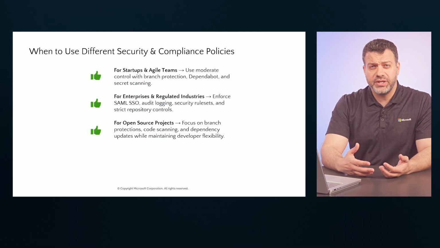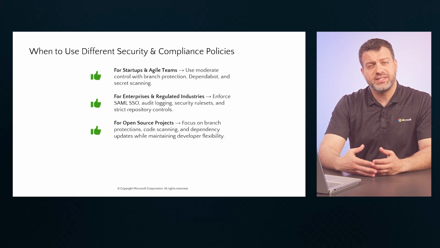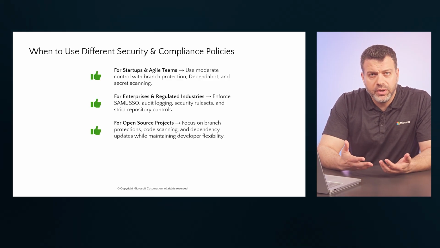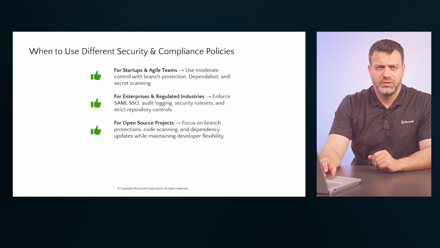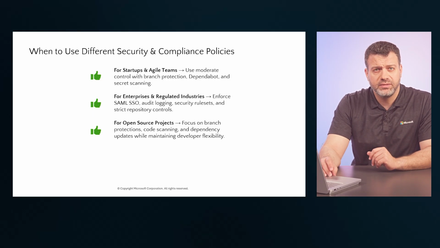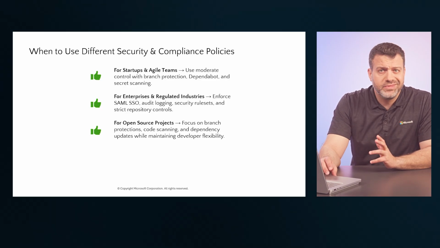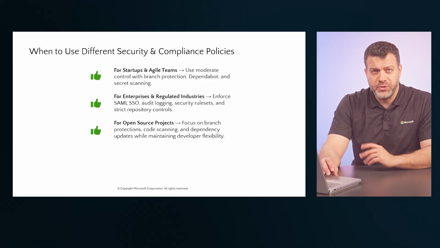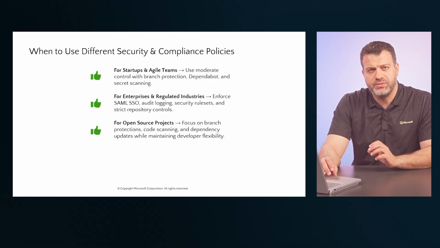So now the big question is, when should you use each of these levels? It really depends on the environment and the risk level. For a startup or smaller team, a moderate control approach works best. Use branch protection, Dependabot, and secret scanning. You get security without slowing teams down.